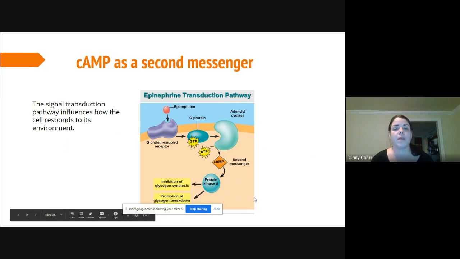So cAMP is actually ATP that's lost two phosphates, so it's a monophosphate, and the C is because it gets that cycle. It looks like a circle. That's going to do a signal transduction pathway. Here you can see this is the epinephrine when we get more than one response. We get an inhibition of making glycogen, and then we get the promotion of glycogen being broken down. So we've activated proteins and enzymes to do both.